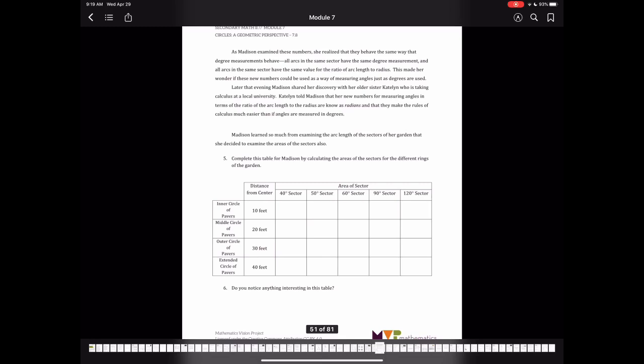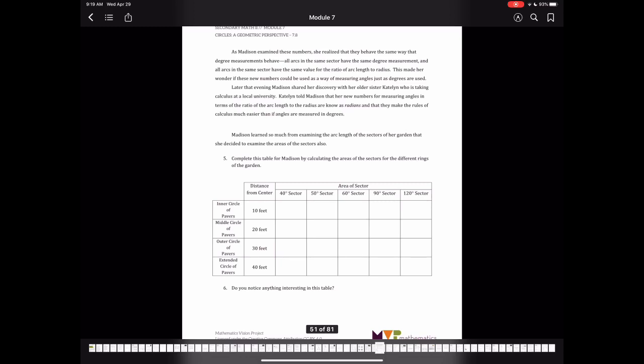Okay, now that you've gotten that all finished up, we're going to look at this last page here. As Madison examined these numbers, she realized that they behave in the same way that degree measurements behave. All arcs in the same sector have the same degree measure, and all arcs in the same sector have the same value for the ratio of arc length to radius.